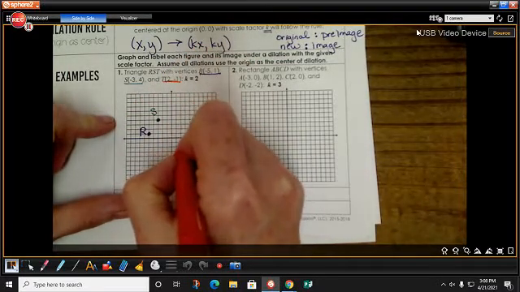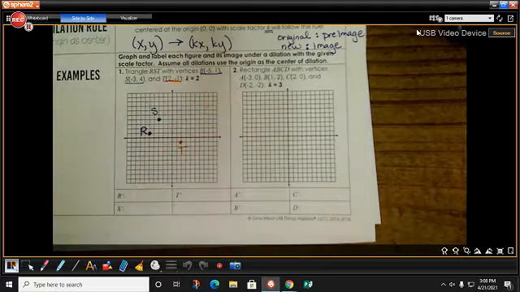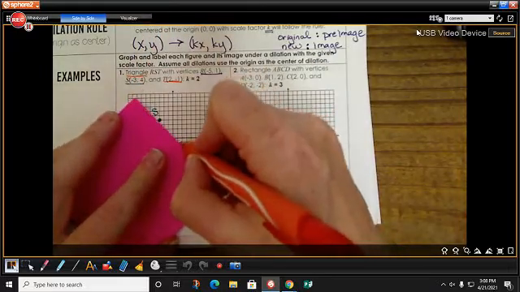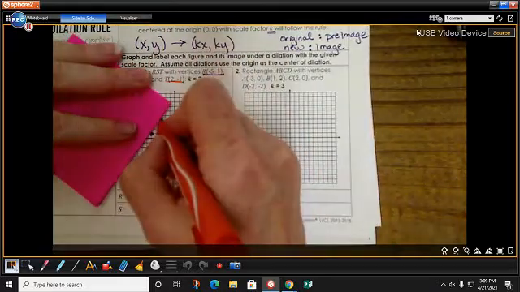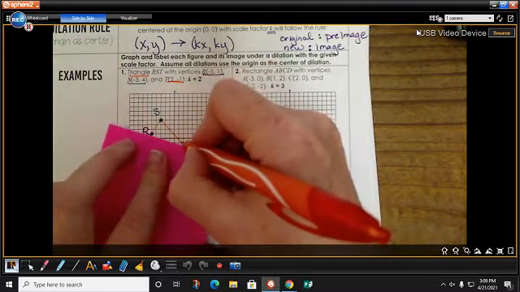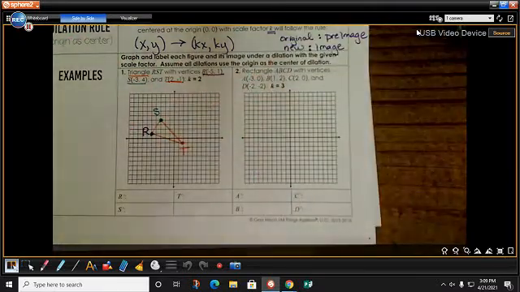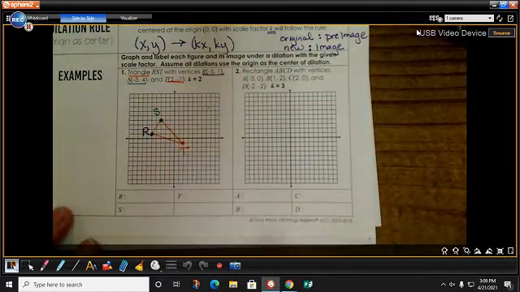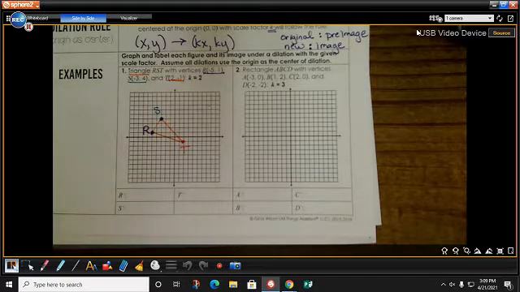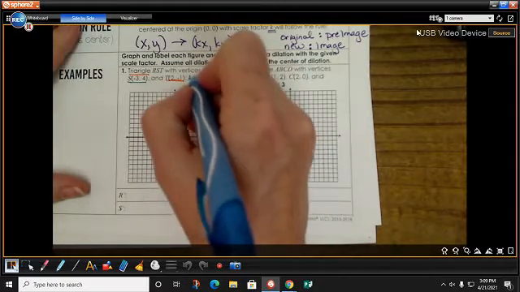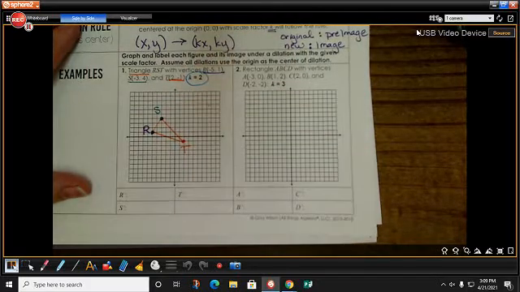And then T is going to be at 2, -1. So that's my original figure. I've got RST, and I'm going to go ahead and connect it because it is a triangle, and these are just the vertices. So I'm going to connect those points, and there's my triangle. That is my pre-image. My image is going to be attained after a dilation with a scale factor of 2.